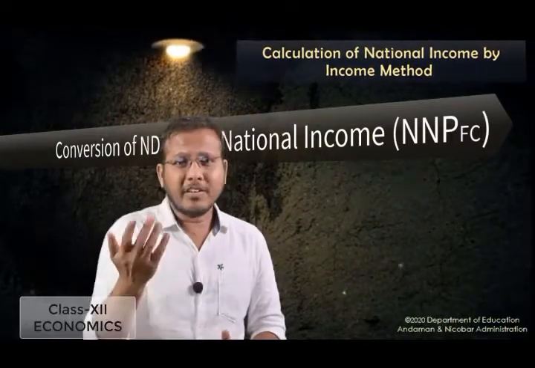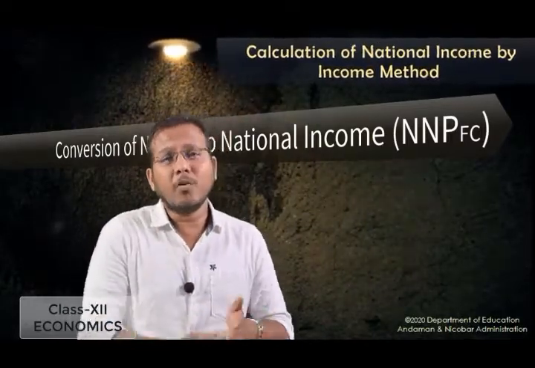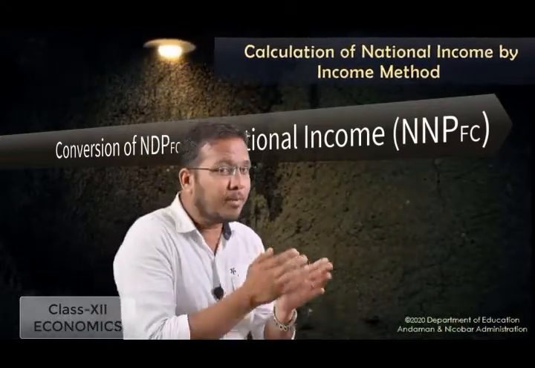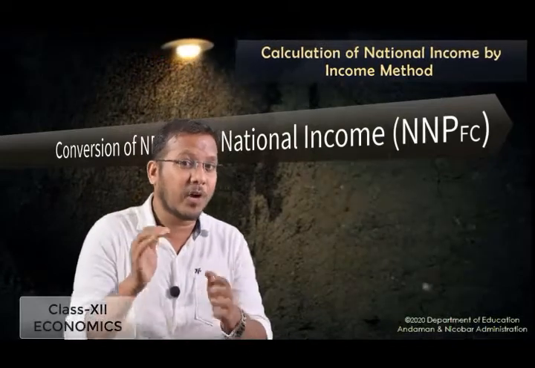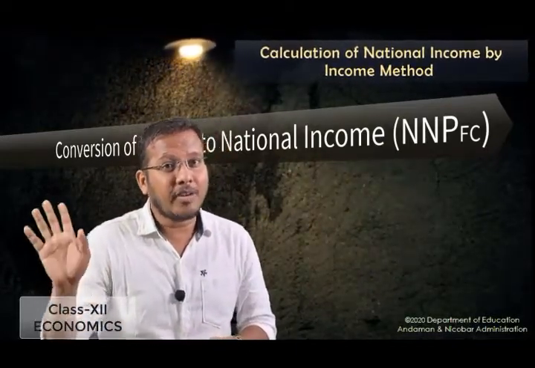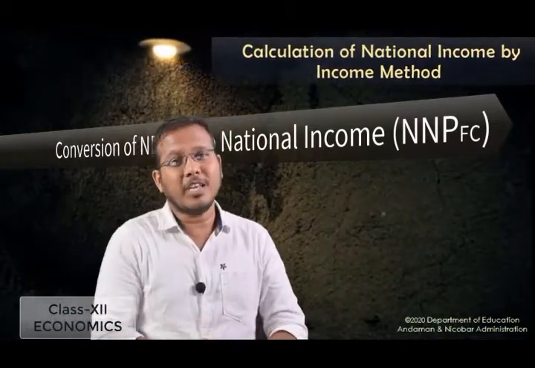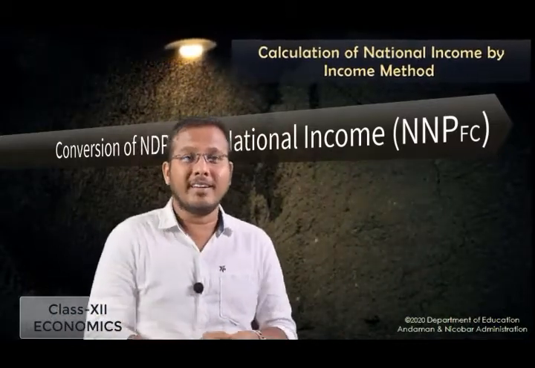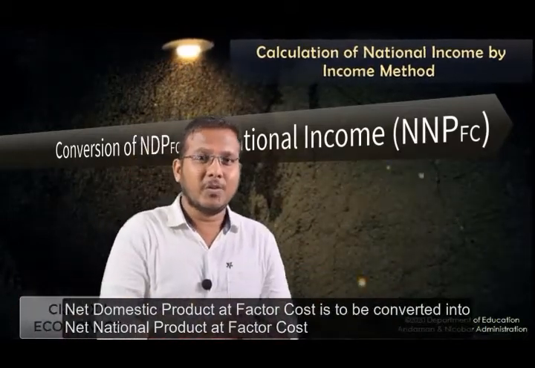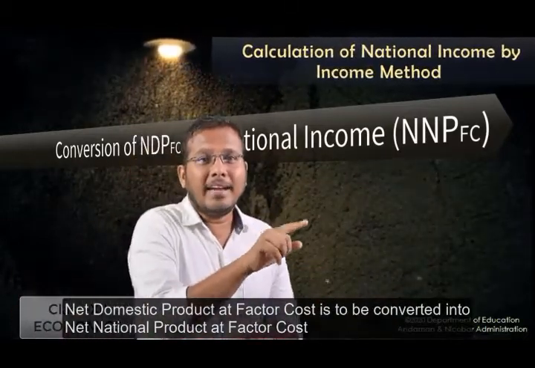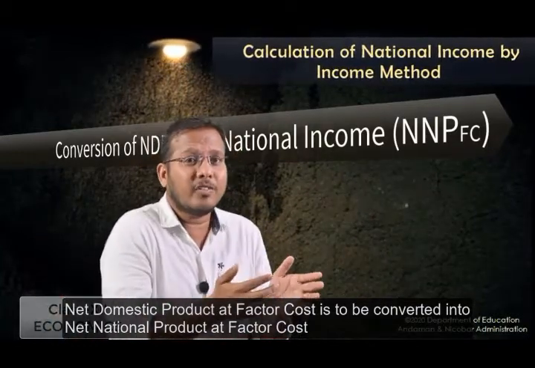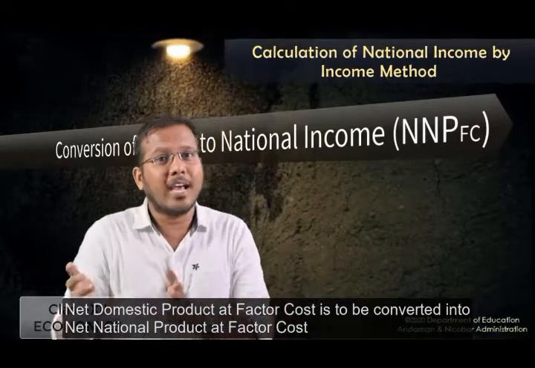So students, in the first episode of this unit we studied how the conversion can be done. Here the value which we got from the income method is the NDP at factor cost, and what is the national income value? NNP at factor cost. So here we have to change only one component, that is, the domestic component into the national. So in between the value of NDP at factor cost and NNP at factor cost, we need to change the concept of domestic into national.